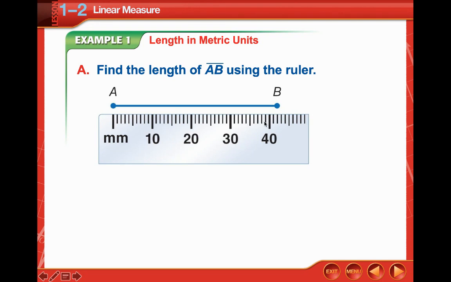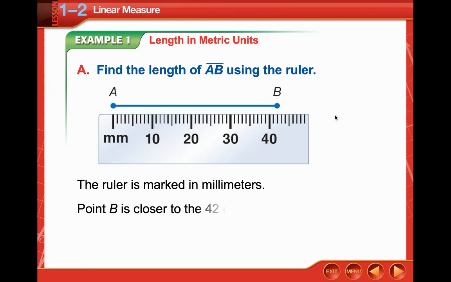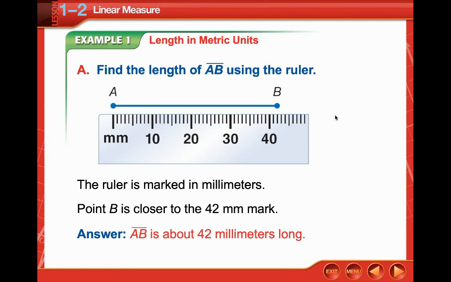Each of these dashes represents 1 millimeter, okay? So this would be 1 millimeter, 2, 3, 4, 5, 6, 7, 8, 9, 10. And if we kept on going, this would be 11, 12, 13, 14, 15, all the way to 20, then to 30, and then to 40. And then you can just count 1, 2. As you can see, it's equal with 42, so I'm hoping it's 42 millimeters. Let's see if I'm correct. The ruler's marked in millimeters, as I said. Point B is closer to the 42 millimeter mark. AB is about 42 millimeters long.